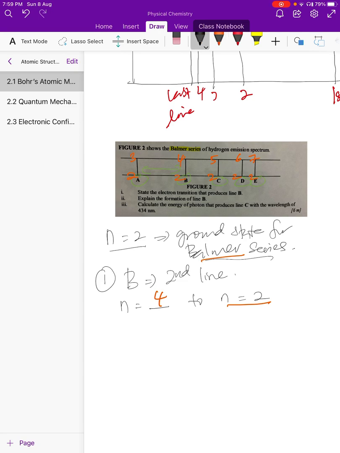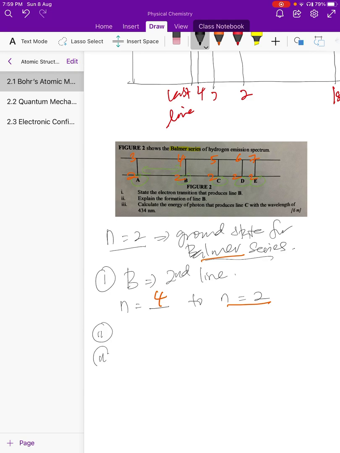Okay. The second question. Explain the formation of line B. So how are we going to explain the formation of line B? I will just mention, I don't write here, you just listen. You can always listen to the video. The formation of line B exists because of the transition of electron from N4 to N2. Before that, according to postulate number 3, an electron at ground state absorbs energy and is promoted to excited state, which is N equals to 4. At N equals to 4, the electron is unstable. Electron falls back to lower energy level, that is N equals to 2, by emitting or releasing a photon of light, and this produces Balmer series. Specifically it produces the second line in Balmer series.